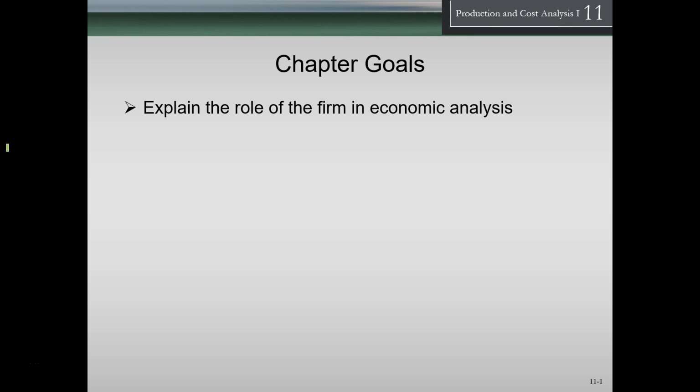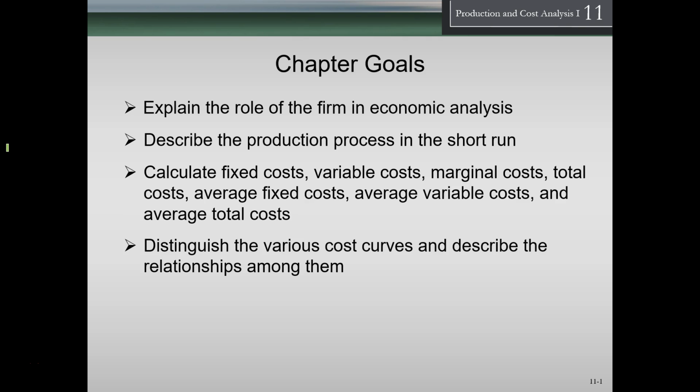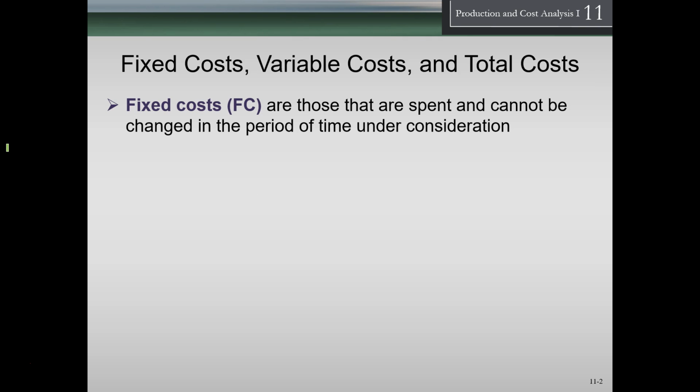Hello, in this lecture we're going to continue our discussion of production and cost analysis, chapter 11. Remember, our objectives will be to explain the role of the firm in economic analysis, describe the production process in the short run, calculate fixed cost, variable cost, marginal cost, total cost, average fixed cost, average variable cost, and average total cost. We'll start to define these in this lecture, distinguish the various cost curves, and describe the relationship among them. So first we're going to define some of these terms.